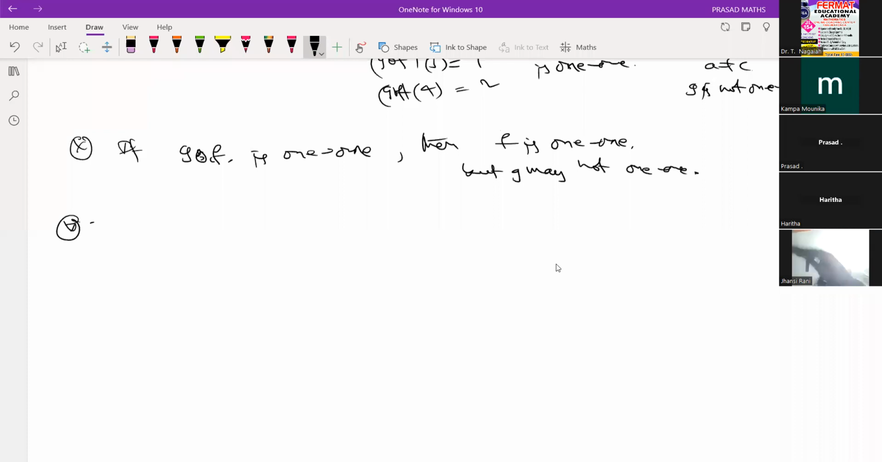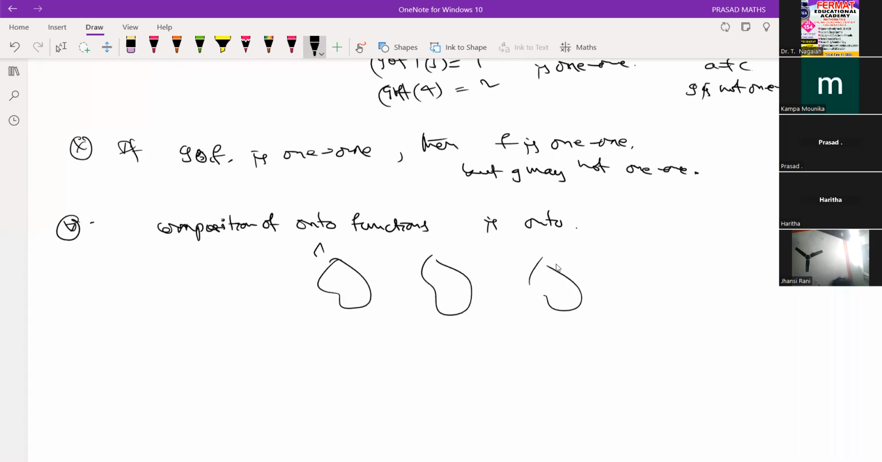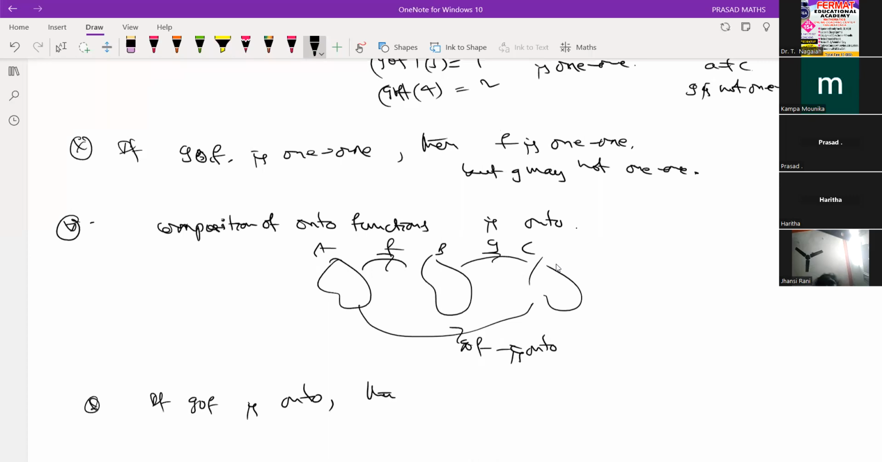Similarly, the composition of onto functions is onto. That means if f is a function from A to B and is onto, and g is a function from B to C and is onto, then g circle f is onto automatically, provided f and g are onto functions. What about the converse? If g circle f is onto, does it mean that f and g are onto? So the answer is g is onto, but f may not be onto.